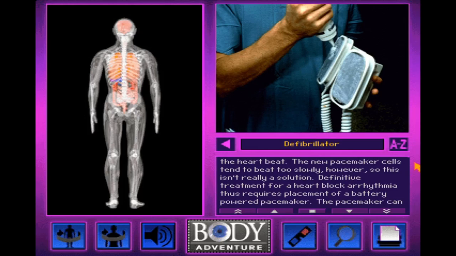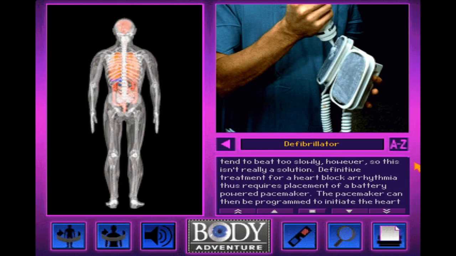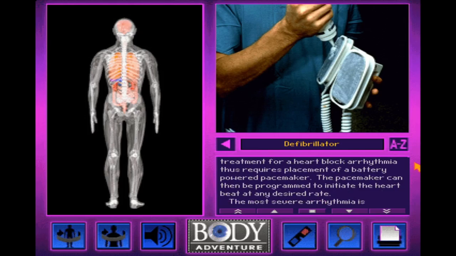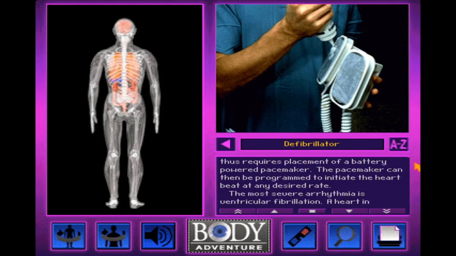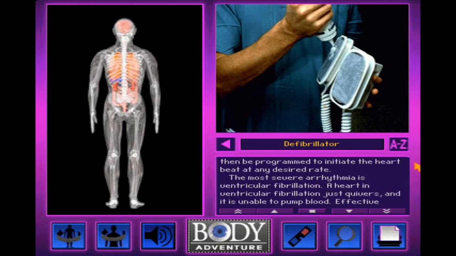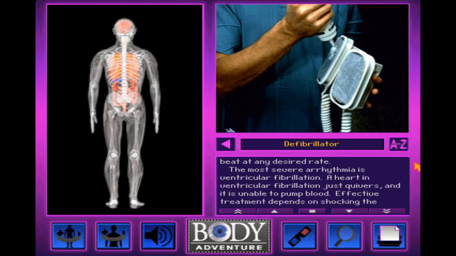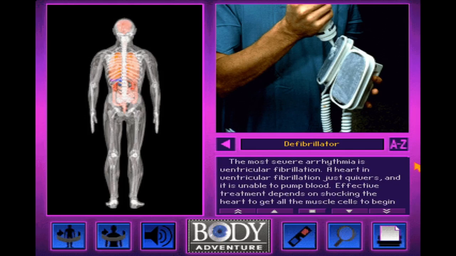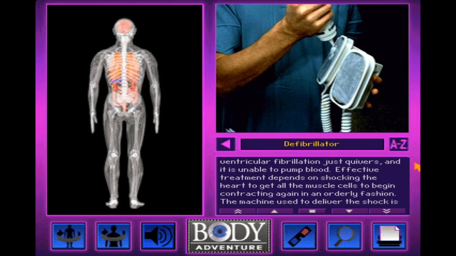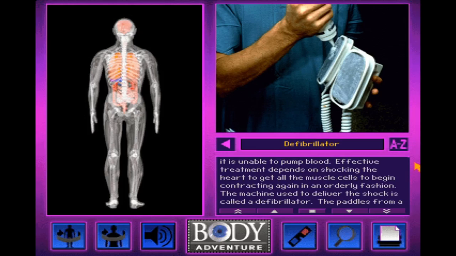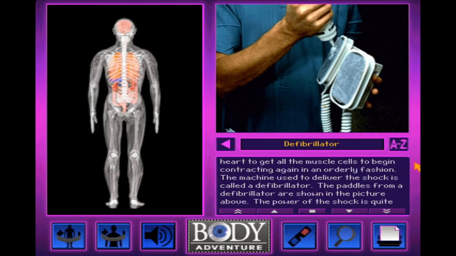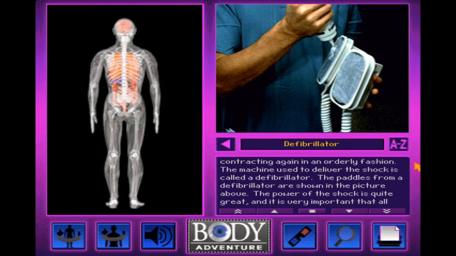Definitive treatment for a heart block arrhythmia thus requires placement of a battery-powered pacemaker. The pacemaker can then be programmed to initiate the heartbeat at any desired rate. The most severe arrhythmia is ventricular fibrillation. A heart in ventricular fibrillation just quivers, and it is unable to pump blood. Effective treatment depends on shocking the heart to get all the muscle cells to begin contracting again in an orderly fashion. The machine used to deliver the shock is called a defibrillator.